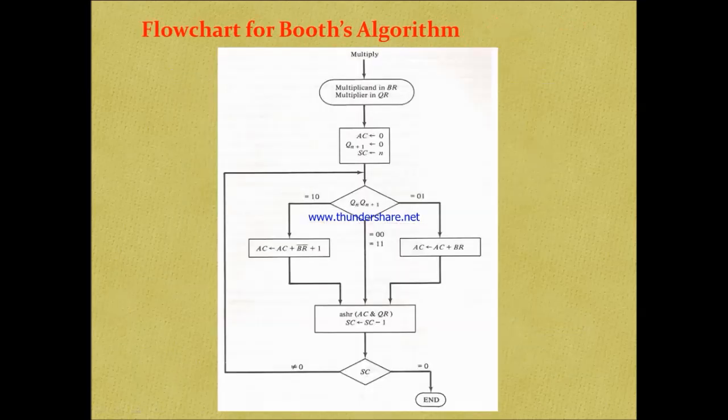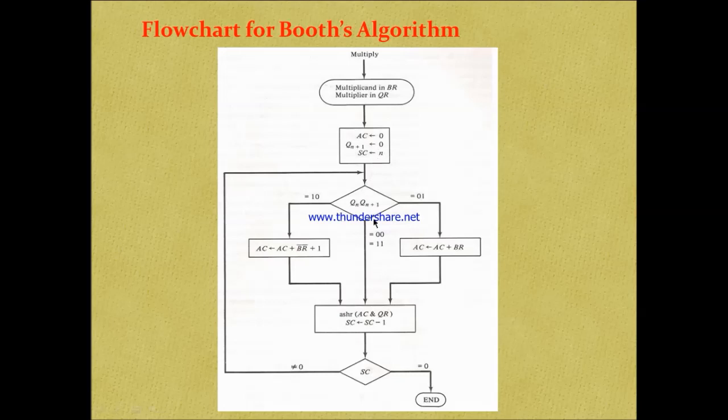So let's see the flowchart. This is the flowchart for the Booth algorithm. To multiply, we require the multiplicand in BR and the multiplier in QR. First of all you have to assign these. AC, the accumulator, is assigned 0. This Qn plus 1, the extra bit along with the multiplier, should be 0, and the sequence counter is equal to n. N is the total number of bits in the multiplier. So this is the initialization.